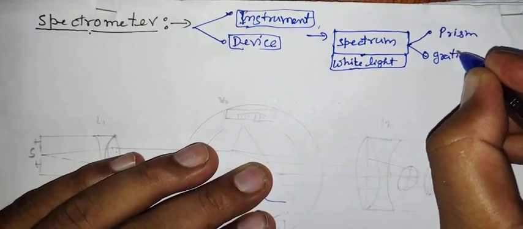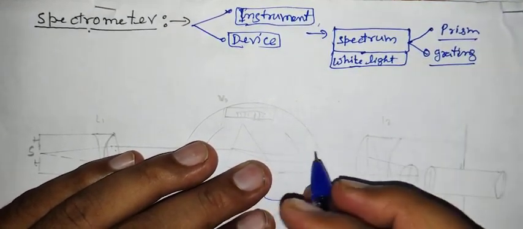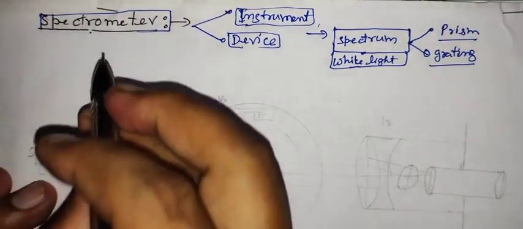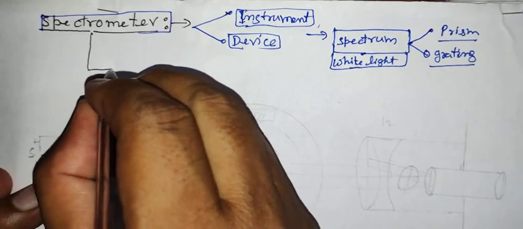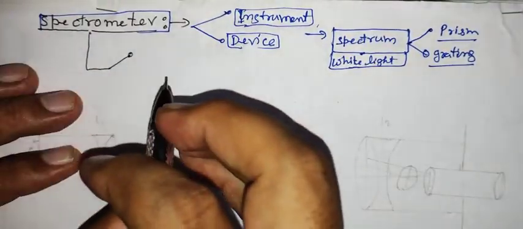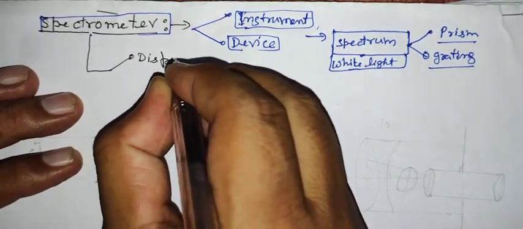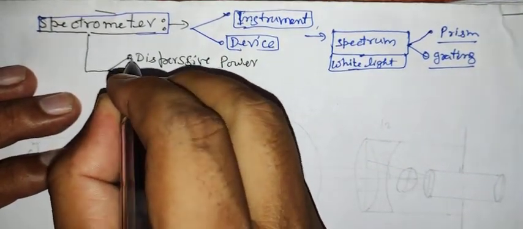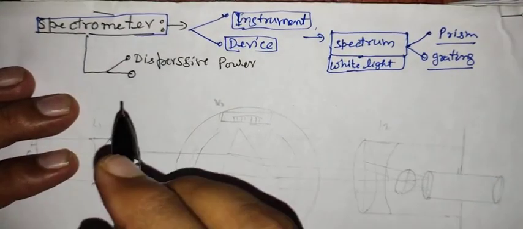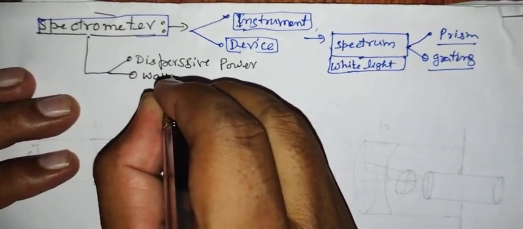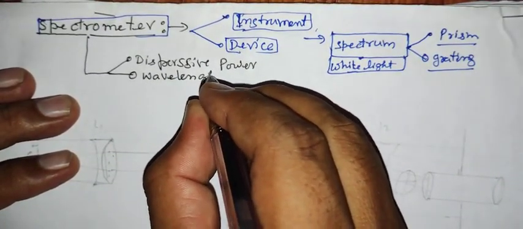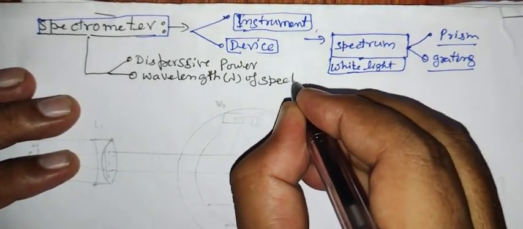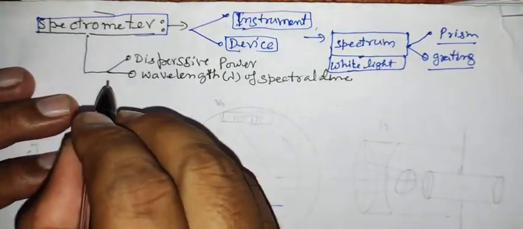second, grating. And by this spectrometer we are able to obtain parameters like dispersive power of prism, not lenses, wavelength lambda of the spectral line obtained in the spectrum.